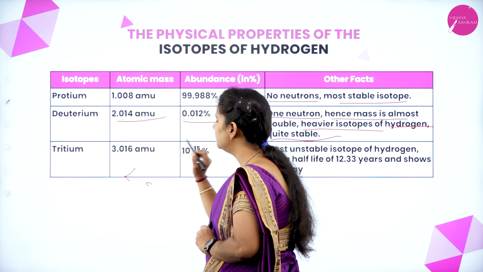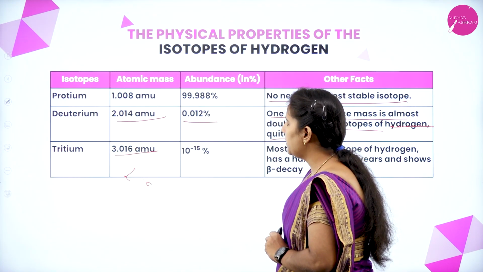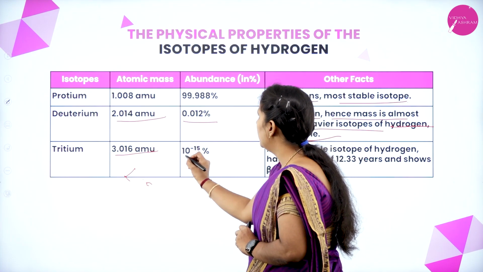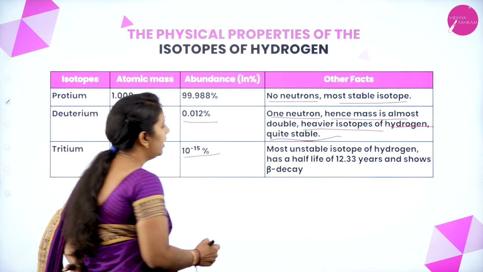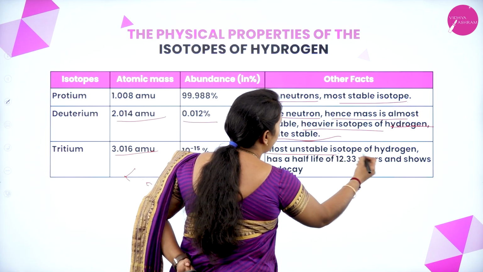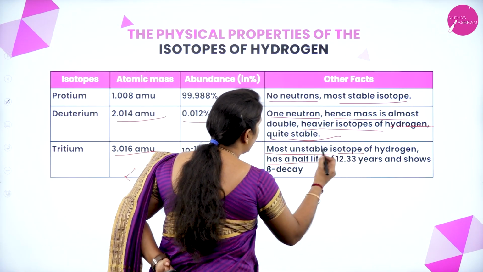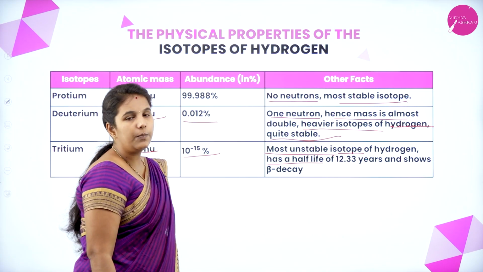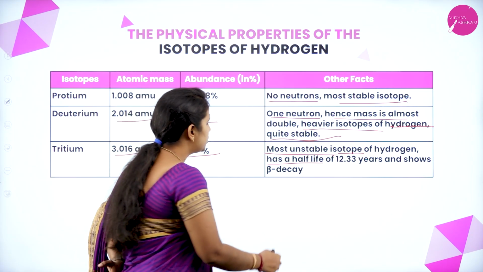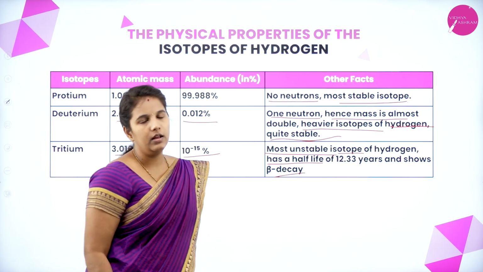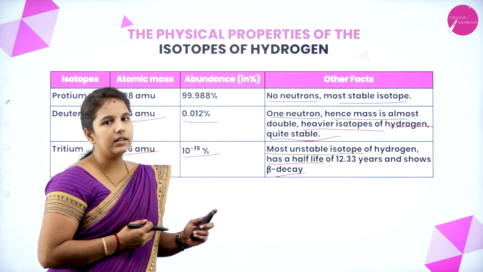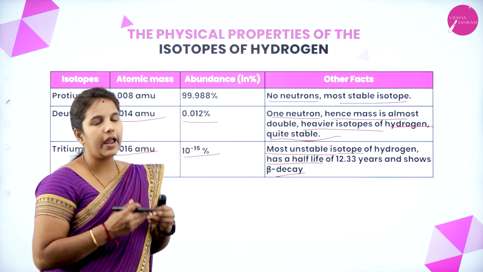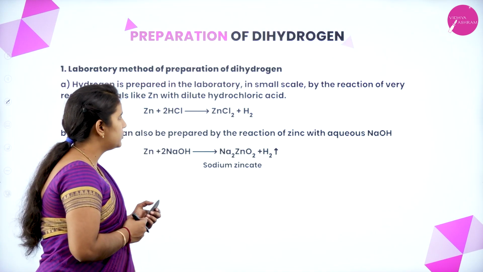It has an atomic mass of 3.016 AMU and their abundance will be 10 to the power of minus 15. It is the least stable isotope of hydrogen, has a half-life of 12.33 years, and it shows beta decay because it is a radioactive element. So these are the physical properties of isotopes of hydrogen.